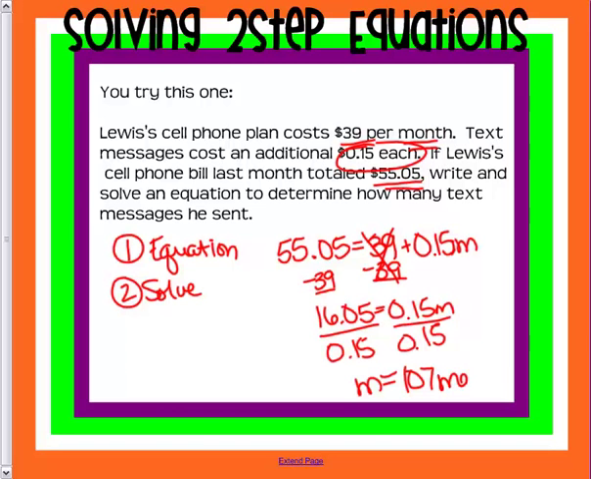107 messages. Okay? So the first step was to write the equation. The second step is to solve it. Okay? Make sure that you always have a label because labels are important.